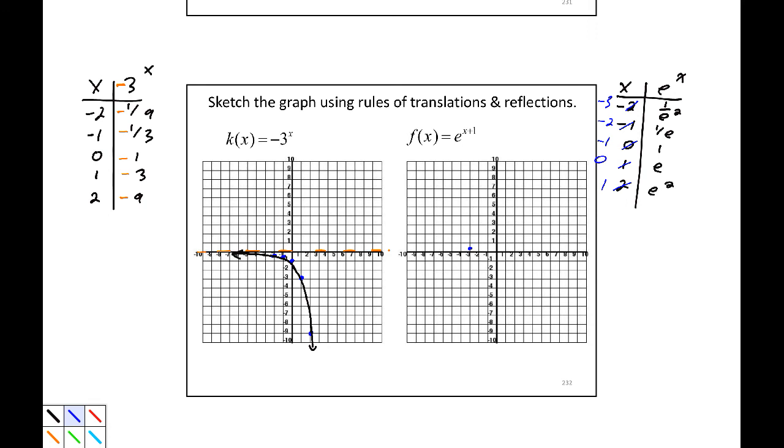Now we have the point (-2, 1 over e), and 1 over e is about 0.36, still in that same vicinity. We have the point (-1, 1), so our y-intercept was shifted to the left one. We have (0, e), so that's 2.71828. We have the point (1, 7.4) thereabout. We see that our horizontal asymptote does not change. It is still y equals 0. Now we'll connect these with a smooth curve, and there's our function.